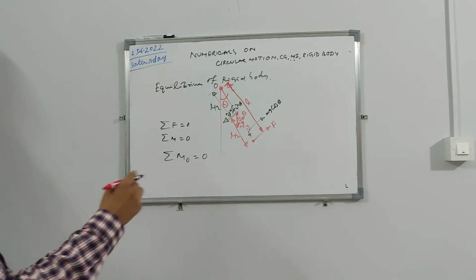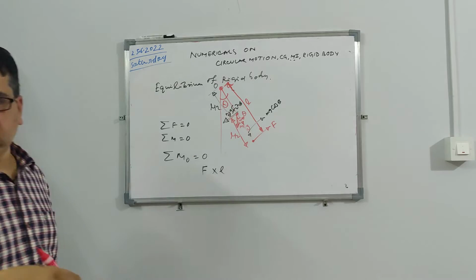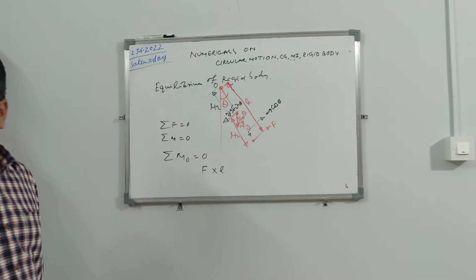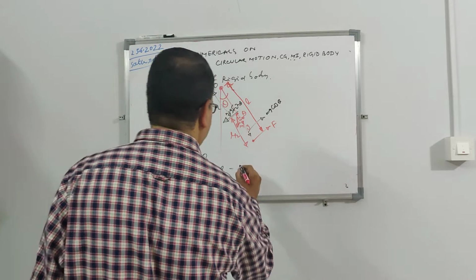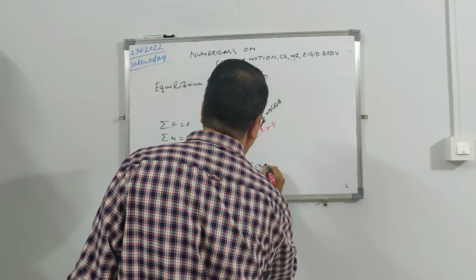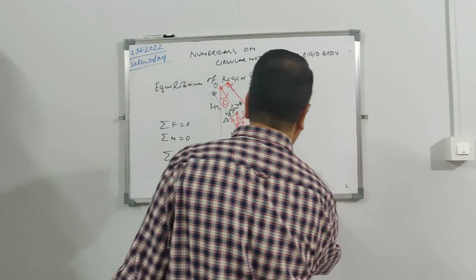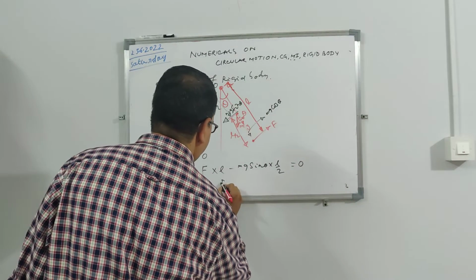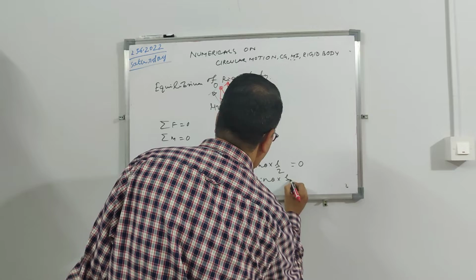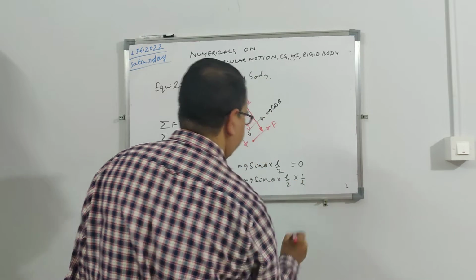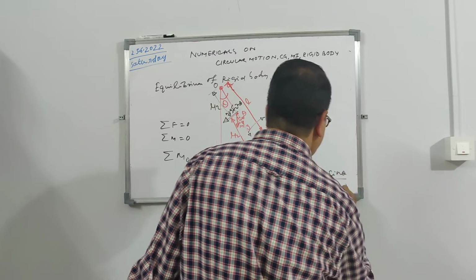What is the moment here? F into L, the total length. Anti-clockwise moment we normally call positive, clockwise we call negative. So FL minus mg sin theta into L by 2 is equal to 0. That means F is equal to mg sin theta into L by 2, divided by L. So this becomes mg sin theta by 2. This is the answer.